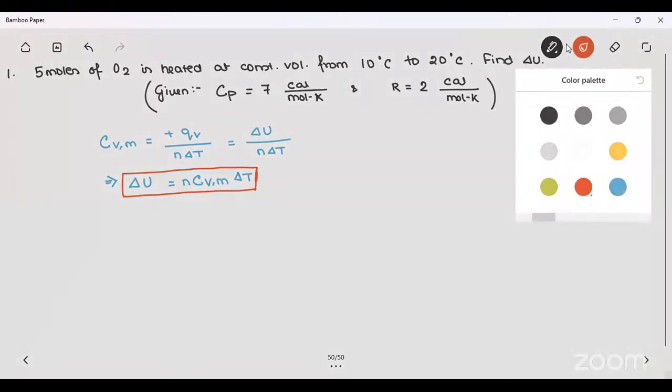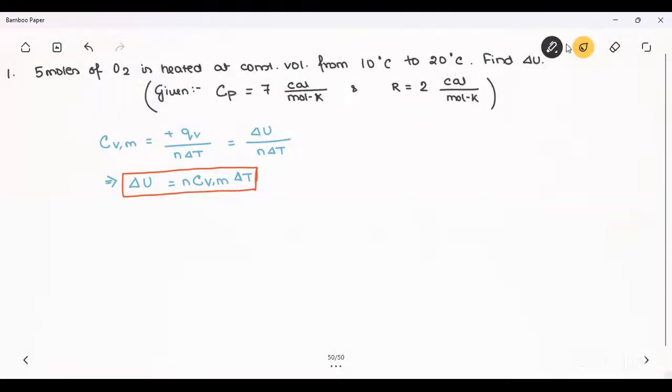Since I'm teaching you here, let's teach this here also. What is CPM? CPM is QP divided by N delta T. What is QP? Delta H. So CPM is delta H by N delta T. So, delta H can be written as N CPM delta T.